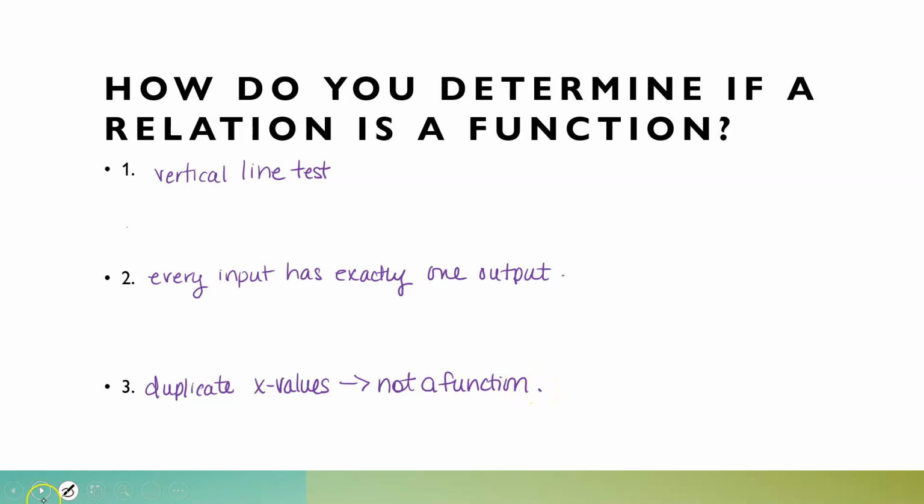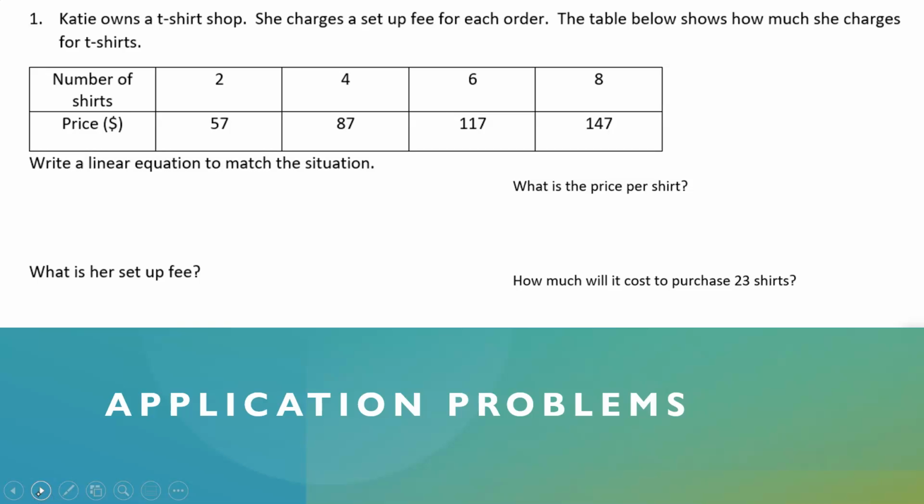Okay, let's go to part 7. You have to write a linear equation and then answer some questions. Katie owns a t-shirt shop. She charges a setup fee for each order. The table below shows how much she charges for t-shirts. So 2 shirts are 57, 4 are 87, 6 are 117, 8 is 147.